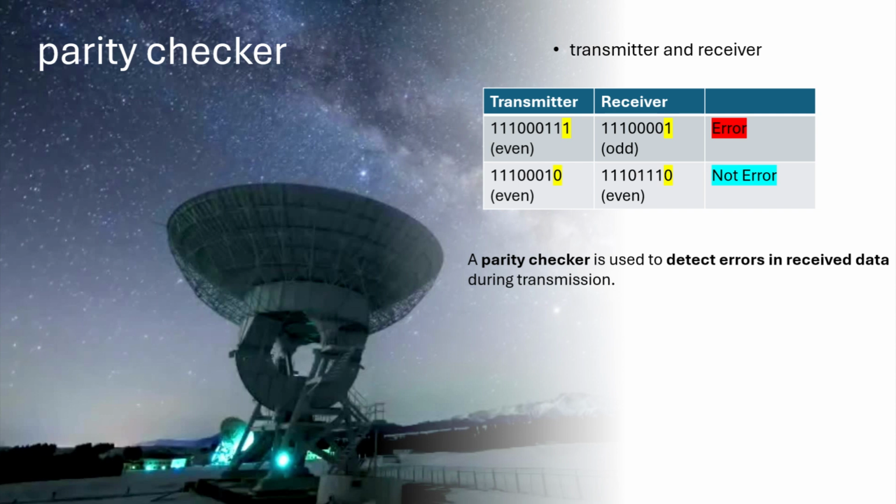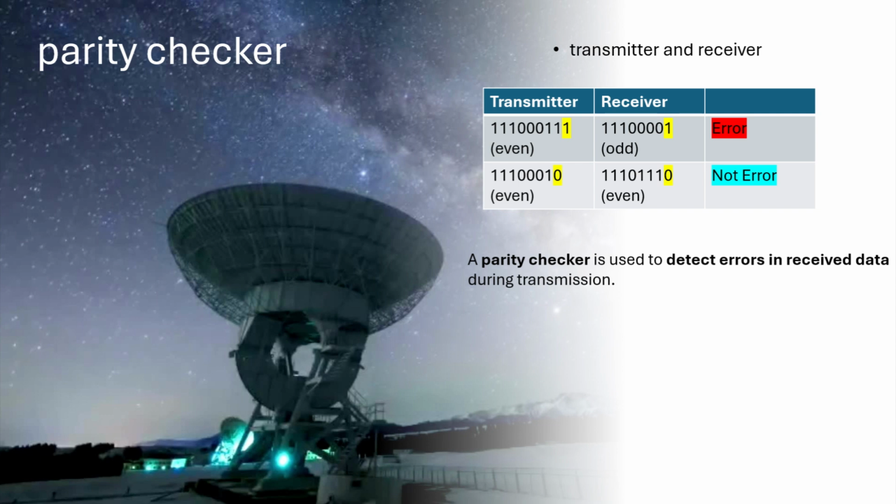Example 2. The transmitter sends 1110010. Even number of ones. The receiver gets 11101110. Also an even number of ones. The rule matches. So no error is detected.